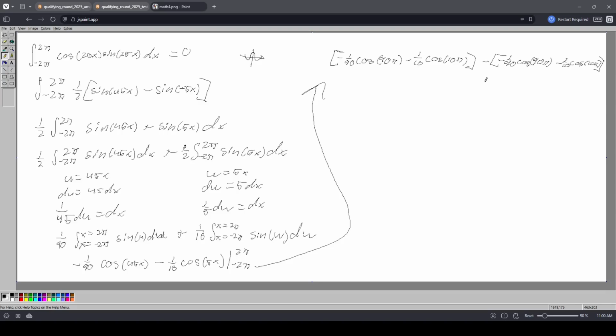Now, negative means it's going to be a positive. Negative means it's going to be a positive. So 1 over 90 cosine of 90 pi plus 1 over 10 cosine of 10 pi. And then, whoa, we bring these down. Huh, they're negative. Well, those cancel out. So everything cancels out. So we're going to get 0, which, like we said before, is going to be our answer.